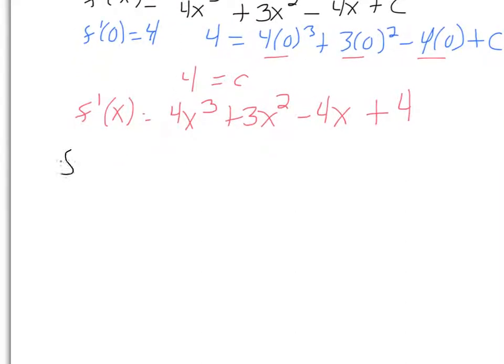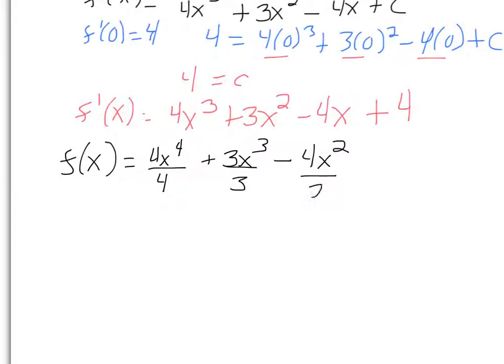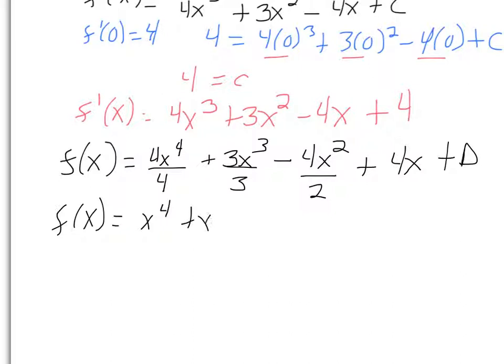So we need to apply this process again. Right, so I have 4x, now we add 1 to the fourth over that new exponent. 3x, add 1 to the exponent over that exponent. Add 1 to the exponent, divide by that new exponent. Add an x to the 4, and I'm going to say plus d this time because I've already used c. So f of x will equal, if I simplify this, x to the fourth plus x cubed minus 2x squared plus 4x plus d.